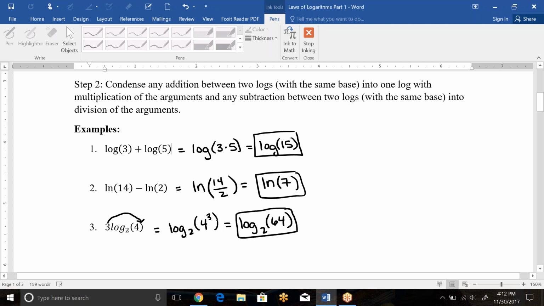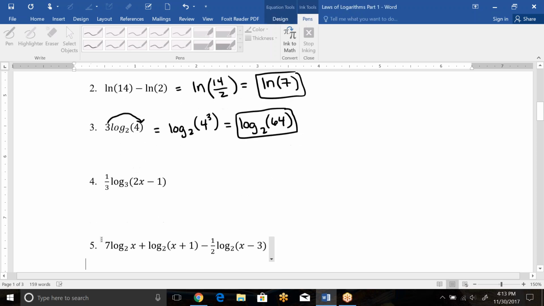Now, we're not actually solving any of these for decimal answers or an exact answer of anything. We're just trying to condense them down to a single log. Okay, so let's look at this next one.